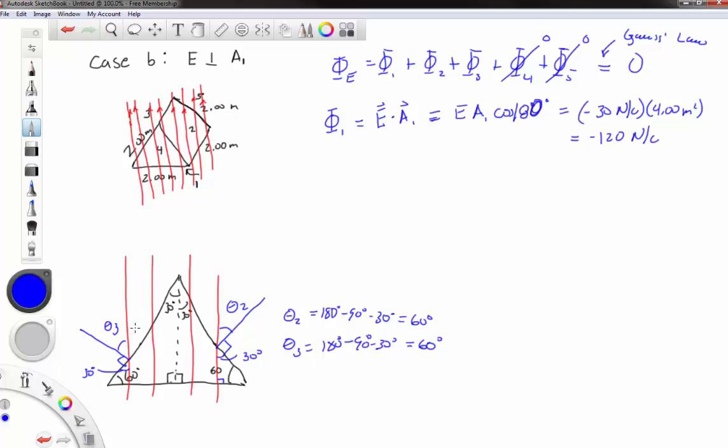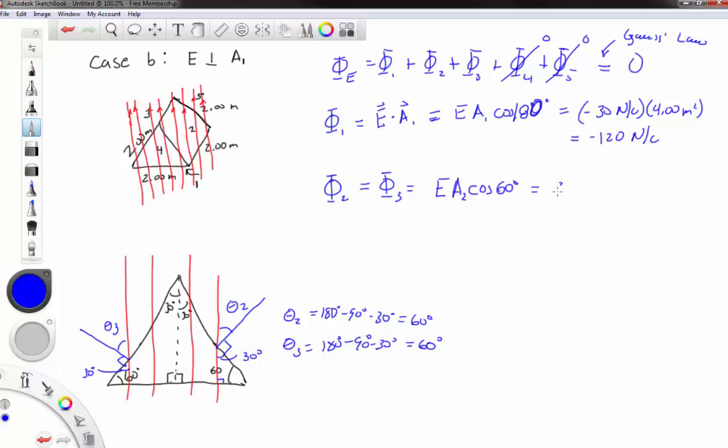Note that the flux is outward through both of these two faces. So we can basically write that phi 2, the flux through 2, and phi 3, the flux through 3, are equal, and they are basically going to be E times A times cosine of 60 degrees, where A is the area for either A2 or A3.